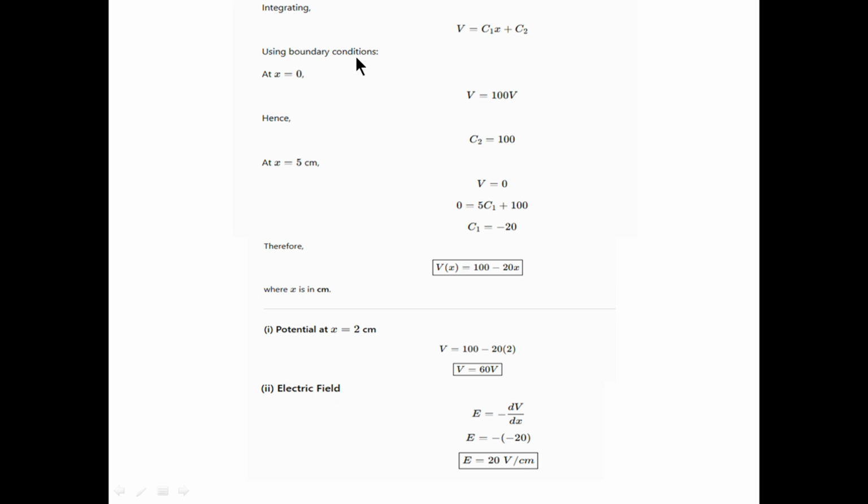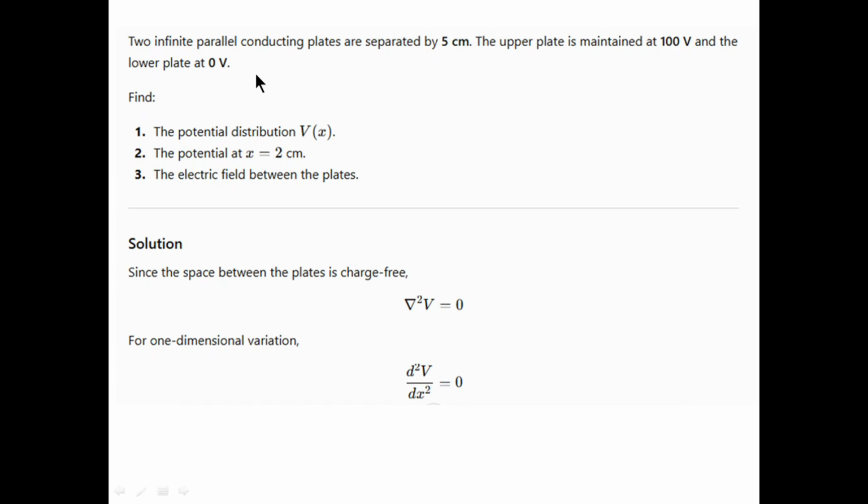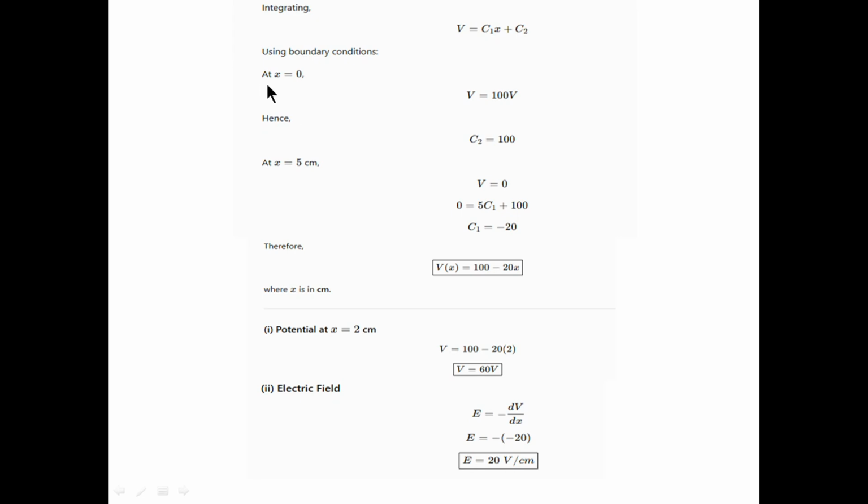Now using the boundary conditions. The first condition is at x is equal to 0, we have potential 100 volt. Putting this value in the general solution, we get C2 is equal to 100 volt. At x is equal to 5 centimeter, potential is 0. So when we use this value in the general solution, we get C1 is equal to minus 20. When we put these C1 and C2 in the general solution, we get the potential V is equal to 100 minus 20x, where x is in centimeter.